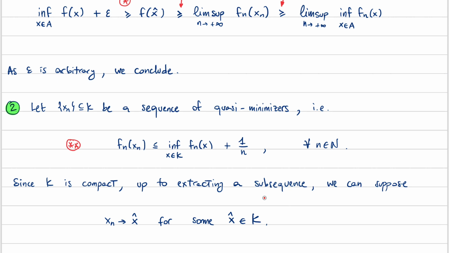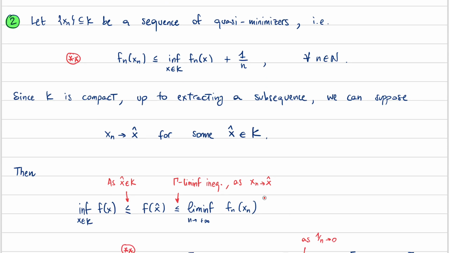So let's see the proof of point 2. Consider a sequence xn in the compact set K of quasi-minimizers. By quasi-minimizers, we mean basically an infimizing sequence, but uniform for these problems here. And you can always find such a sequence with a diagonal argument.